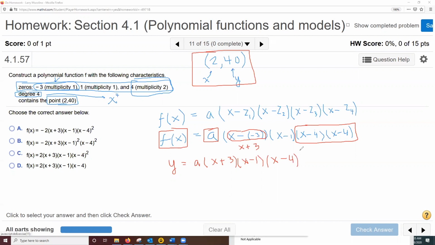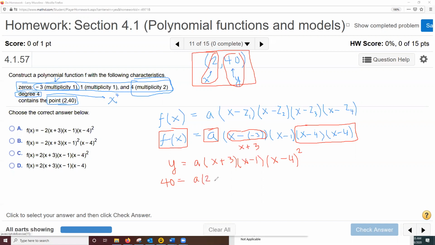All right, now to find a, what I'm going to do is replace x with the number 2 and replace y with the number 40 in this equation. If I do that, the only unknown is the a, that leading coefficient a. So y is 40, a is unknown, and I'm going to replace x with 2.